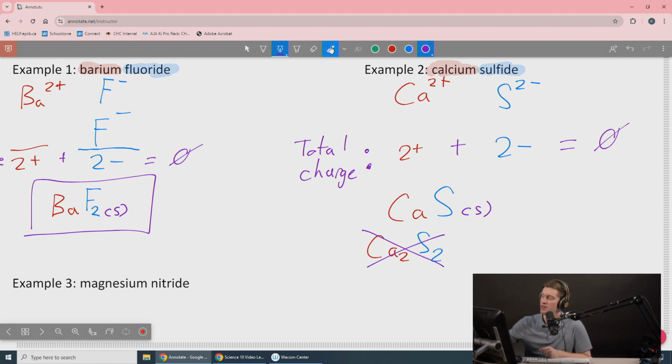We always want to make sure that our ionic compounds are in their simplest possible form. While this is somewhat true, because 2 calciums would have a 4 plus charge and 2 sulfides would have a 4 negative charge, and those would balance out, the simplest form for calcium sulfide is just 1 calcium and 1 sulfide. And because that's our simplest form, that's the answer that we're looking for.